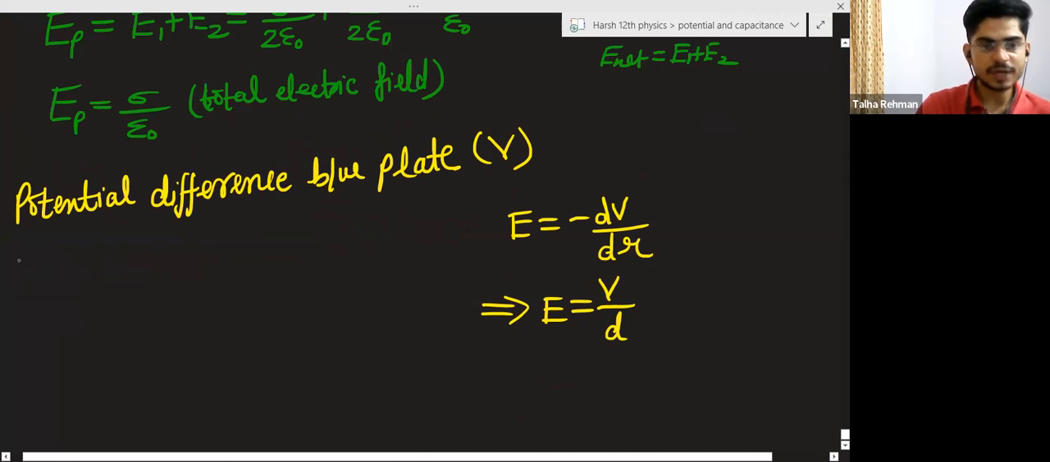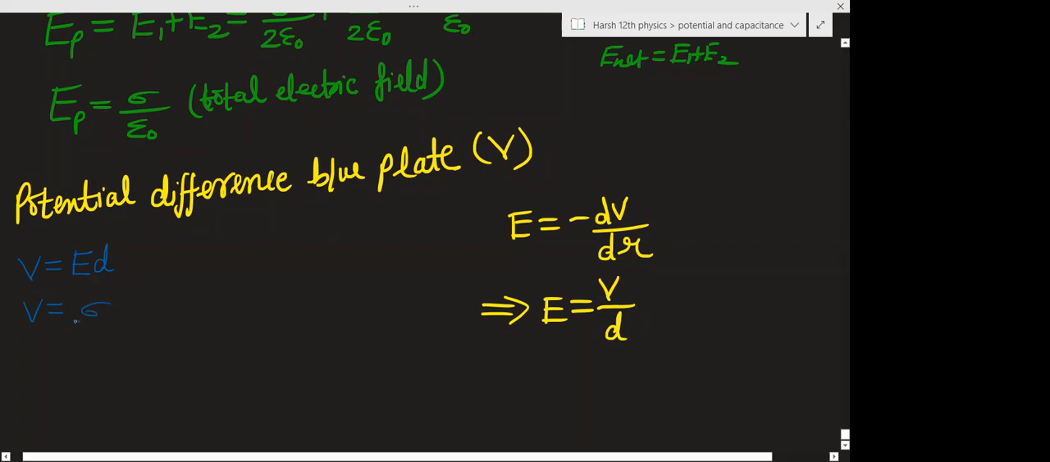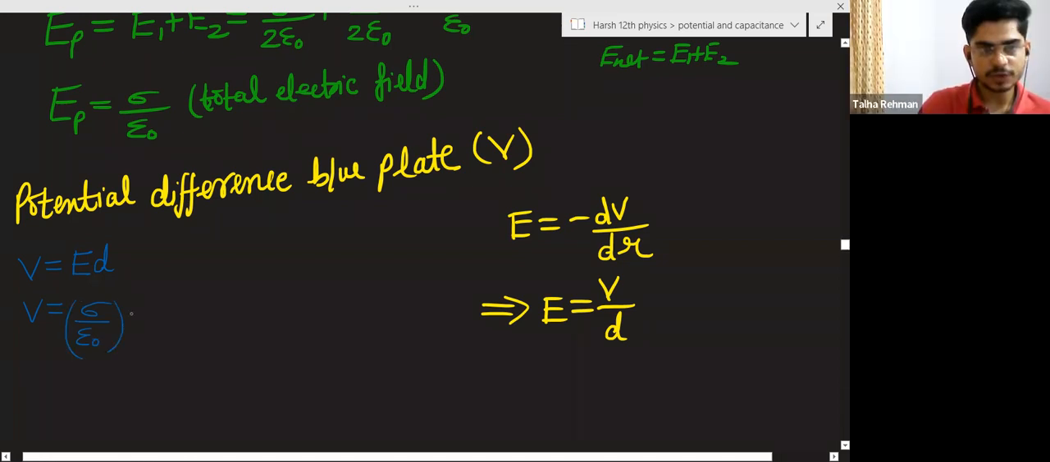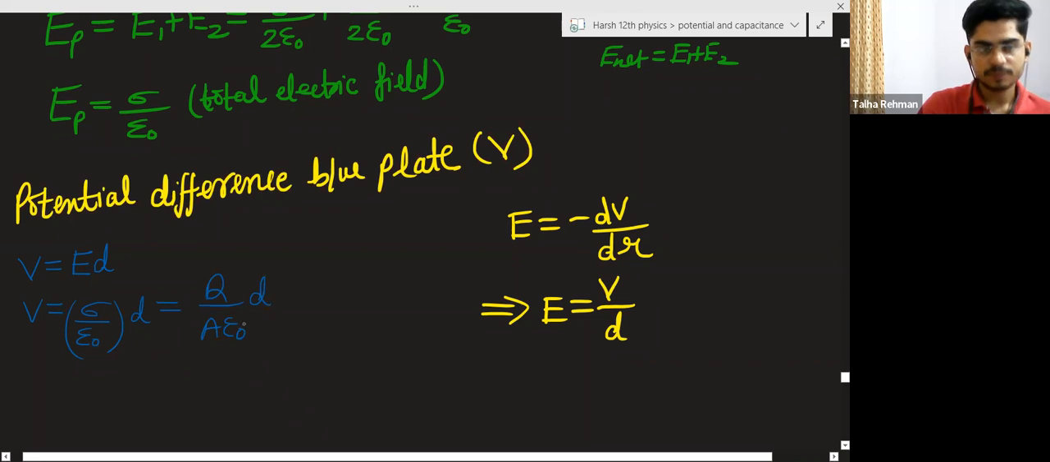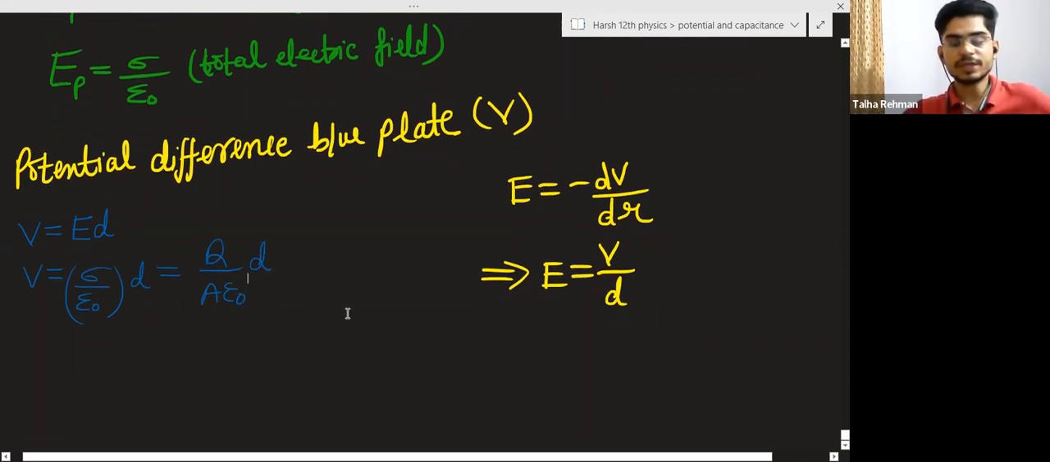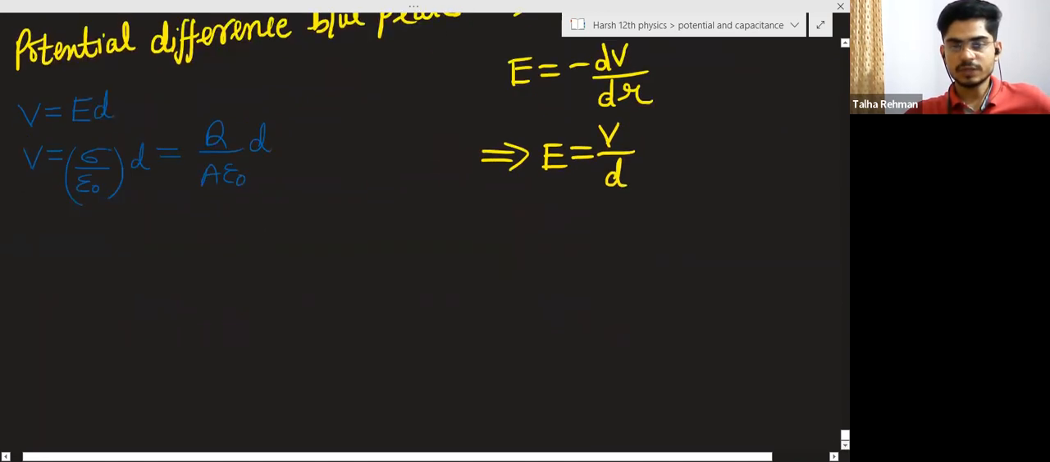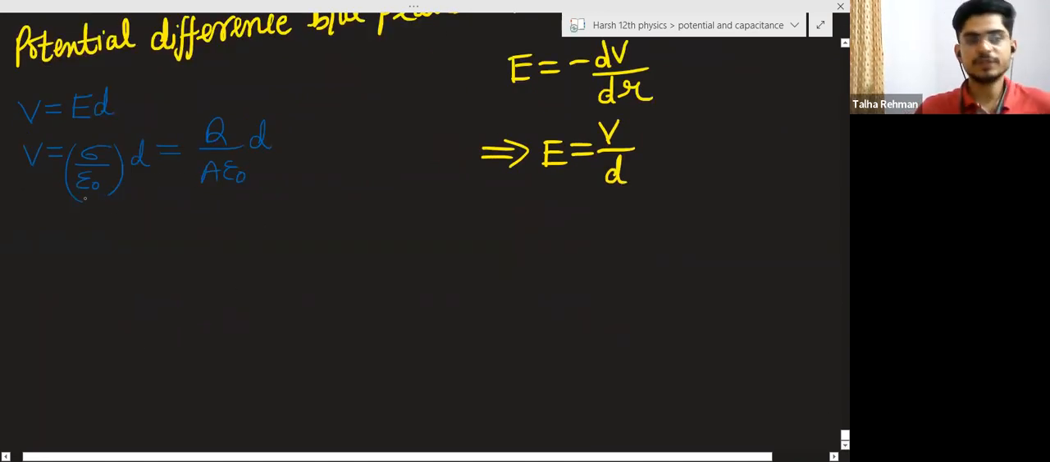So if I want to calculate V, I can write V is equal to E into D. And what is the value of E? We will take the total E here. Total E is sigma by epsilon naught, into D. And we know sigma is Q by A, into D. So we have calculated the potential difference, or you can say voltage.